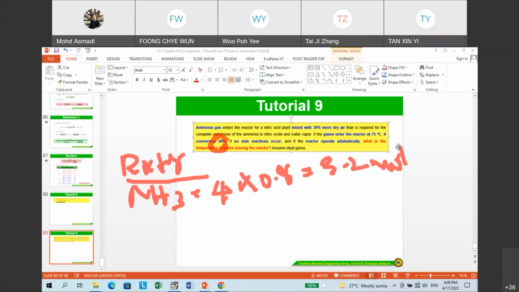Okay, and then oxygen also similar. Okay, oxygen also you have to times with the 0.8. Okay, similarly also for the number of H2O formed. Okay, this one is reacting.